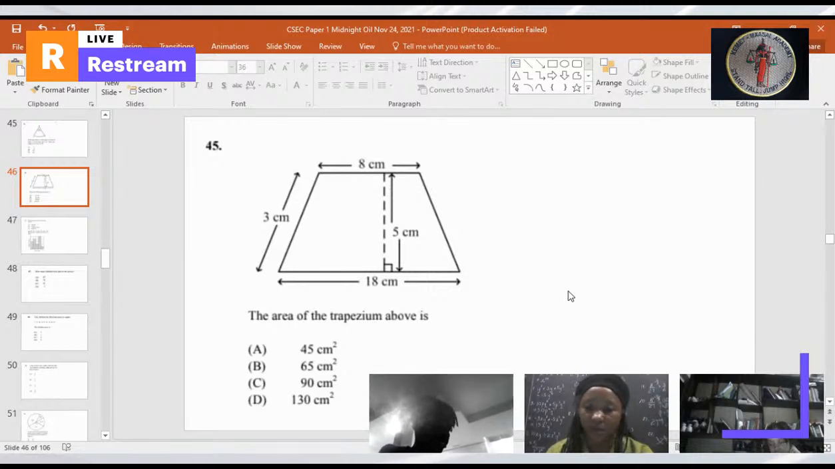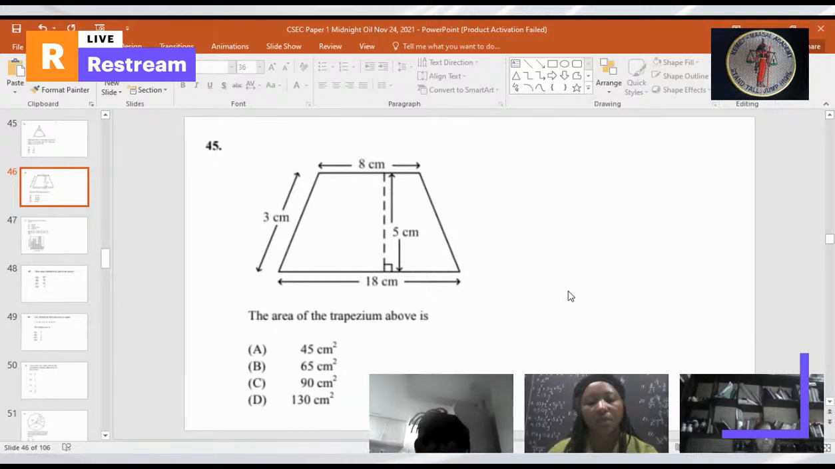All right, so tell me what you do. Miss, first we would solve the brackets. 8 plus 18 would give us 26, and we would multiply next. Half of 26 would give us 13, and we would multiply the 13 by 5. 13 times 5 is 65, which is B.